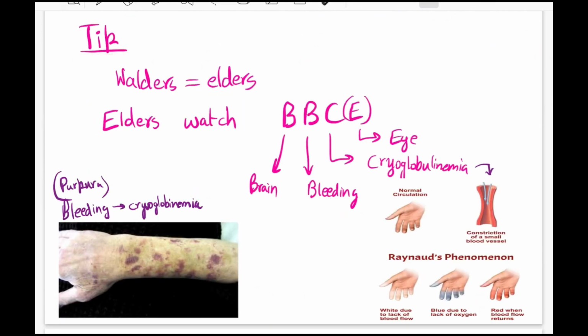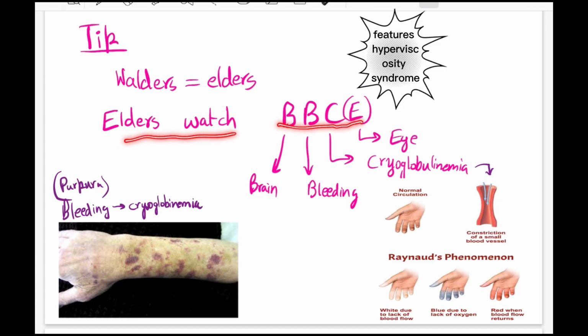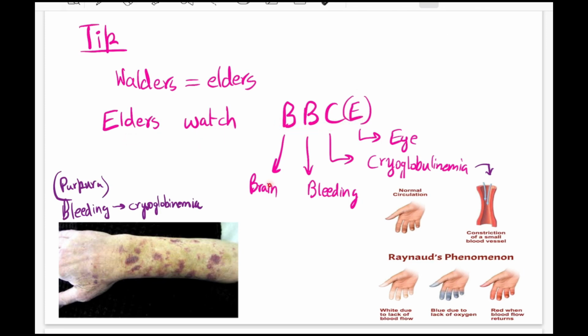So the tip we have is Walders is equal to elders. Elders watch BBCE. BBCE sounds like E. So B for brain, B for bleeding, C for cryoglobulinemia, E for eye. So in cryoglobulinemia, when the temperature falls below 37 degree, so the blood flow impedes in small vessels of hands and they turn white or blue due to lack of oxygen and blood flow, and they turn back red when the blood flow returns.